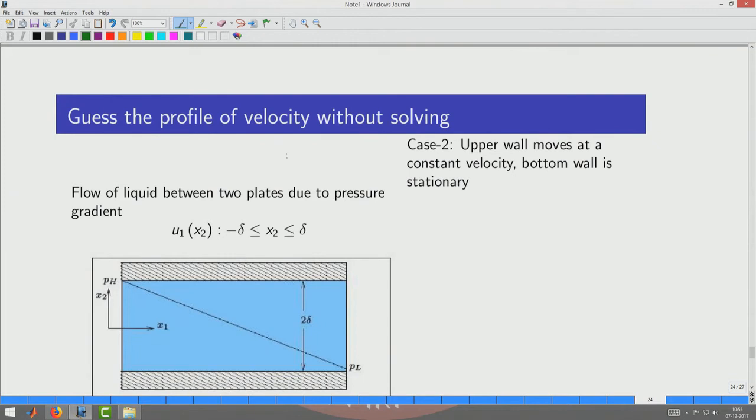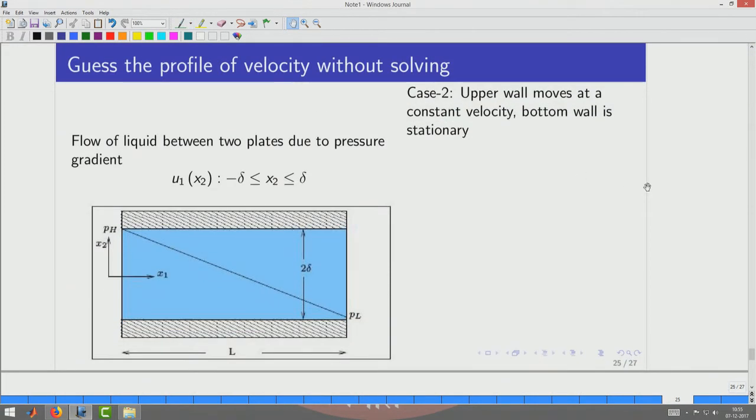So, now we just change the problem a little bit and see whether we are able to handle that. What we are saying now is that in the same problem the upper wall moves at a constant velocity, which means that this is moving at u naught, okay, and then the pressure drop is there. So let us just see how the domain should look.